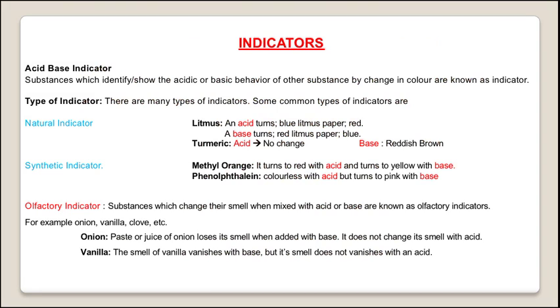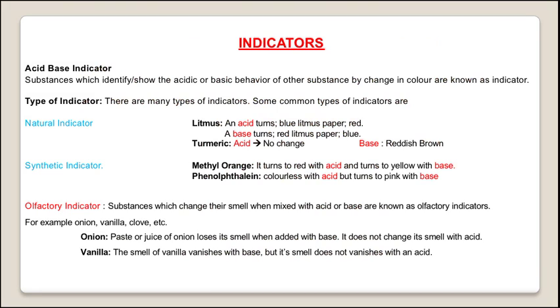Indicators are basically chemical substances which show different behavior in acids and bases, and they are also known as acid-base indicators. We have different types of indicators: natural, synthetic, olfactory, etc. Natural indicators are litmus and turmeric.